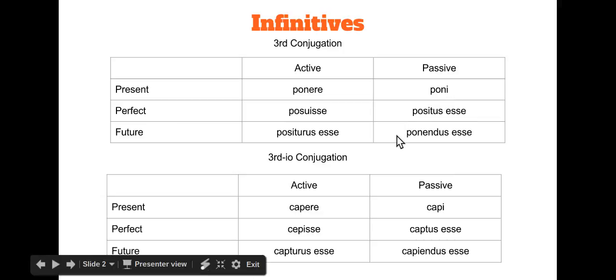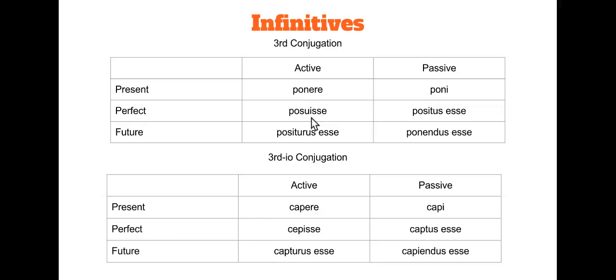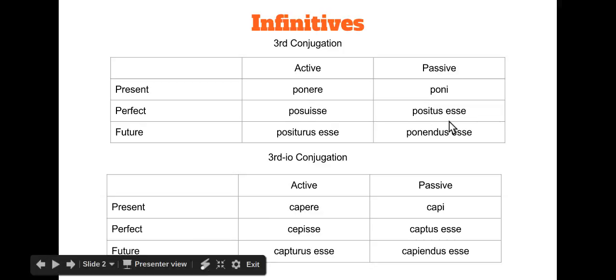The perfect and future are formed just like the other conjugations. The perfect is the third principal part plus isse. The perfect passive is the fourth principal part plus esse. And then the future is that fourth principal part with rus and esse. And then for the future passive, you form the gerundive, which is formed by using the stem vowel and then endus. And then to make it an infinitive, you add esse. Same over here with third.